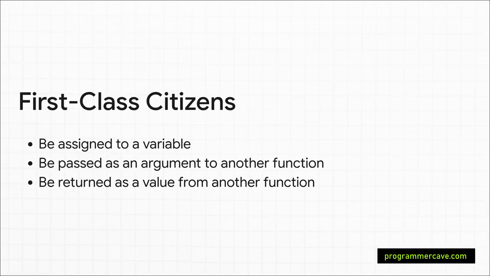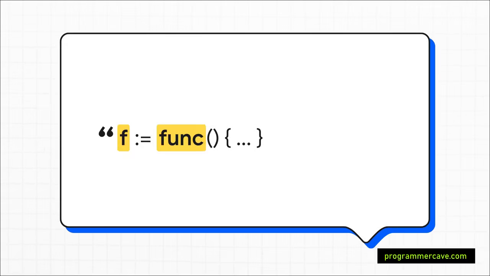Seriously, you can stick it in a variable, pass it into another function as an argument, or even have a function return it as a result, just like you would with an integer or a string. Check this out. This is the simplest way to see it in action. We're creating a function right here on the spot. It doesn't even have a name, which is why we call it an anonymous function. And we're just assigning it to the variable f. That's it. Now the variable f is a function, ready to be called whenever we want.